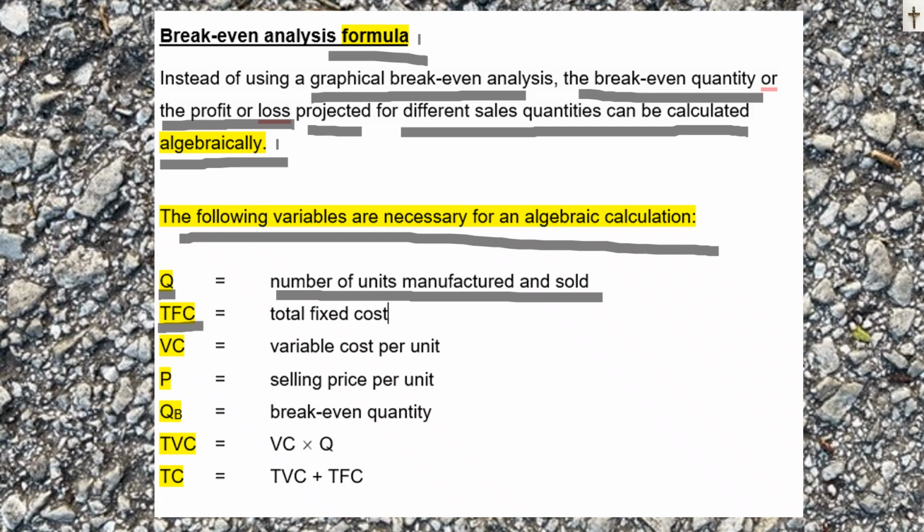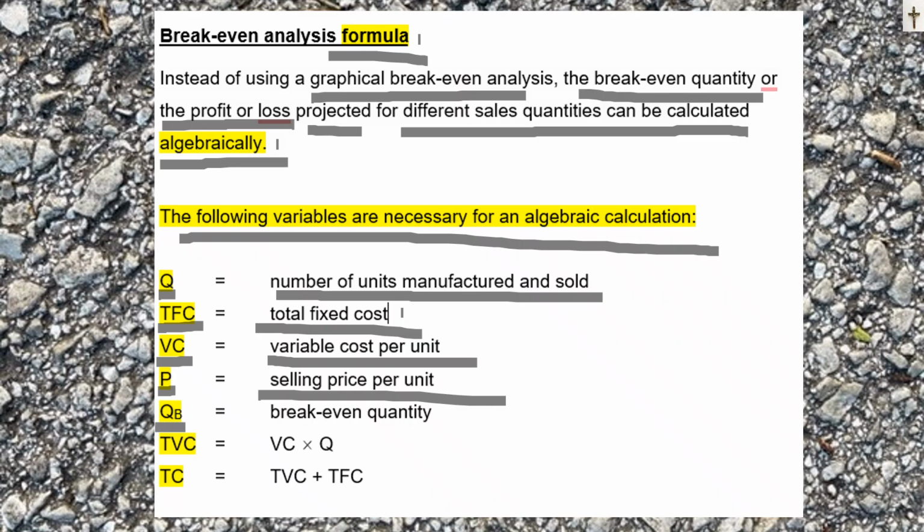The total fixed cost, TFC, represents total fixed cost. The variable cost, VC, is the variable cost per unit. It's good to familiarize yourselves with these abbreviations. P is the selling price per unit.